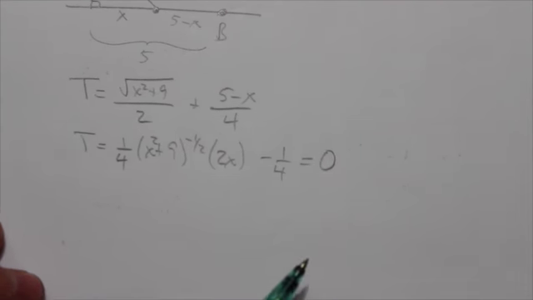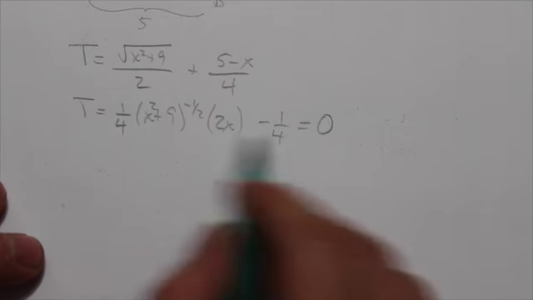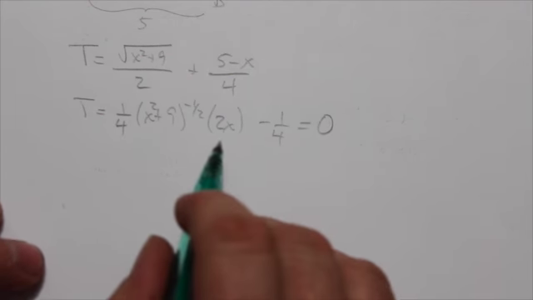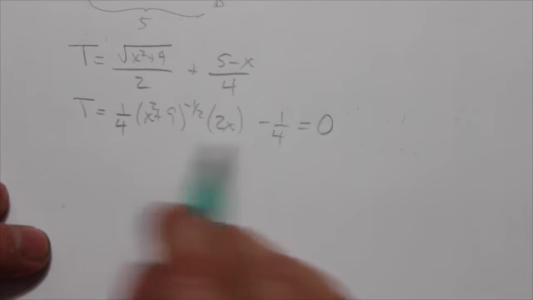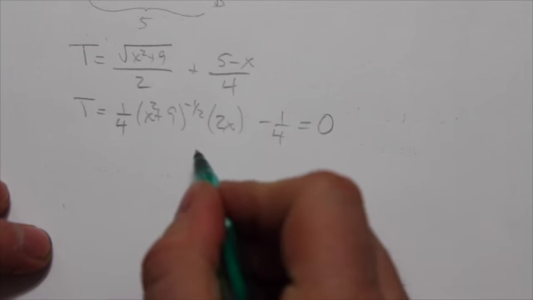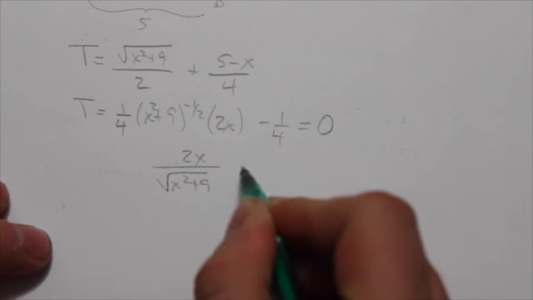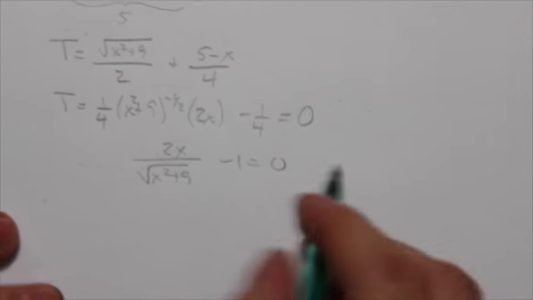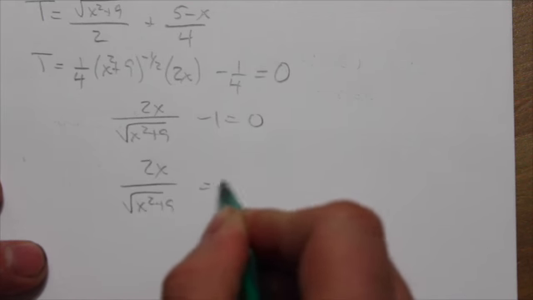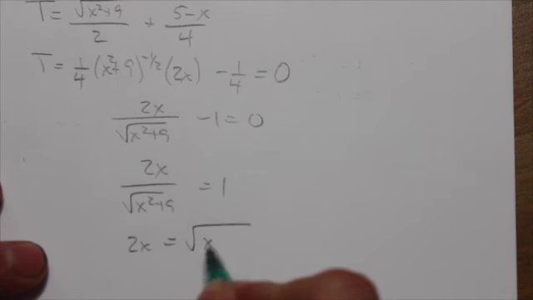Because we're going to minimize time, we're going to set that equal to 0, and now we're going to solve for x. At this point it would probably make sense for us to reduce things. Notice that there's a common factor of 1/4 here. If we multiply through by 4, we can get rid of that, and then we're left with 2x over the square root of x squared plus 9 minus 1 equals 0. So bring the 1 over: 2x over root x squared plus 9 equals 1. Multiply that up, and we get 2x is equal to the square root of x squared plus 9.